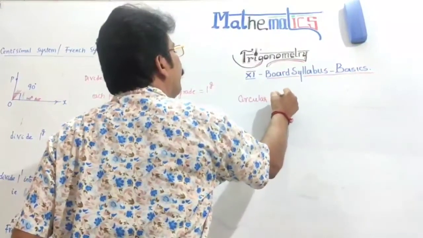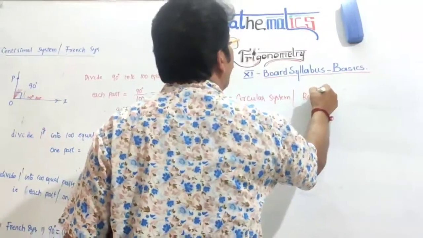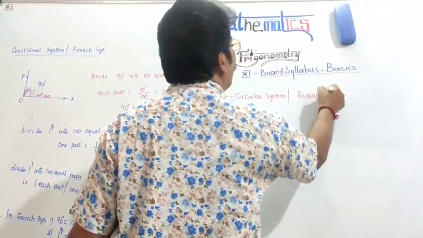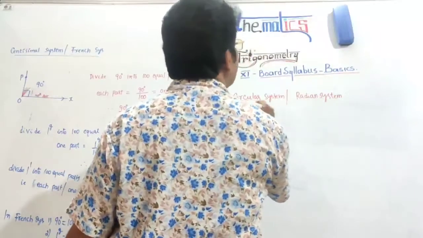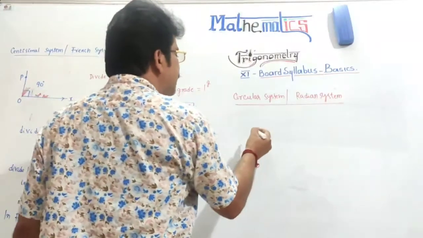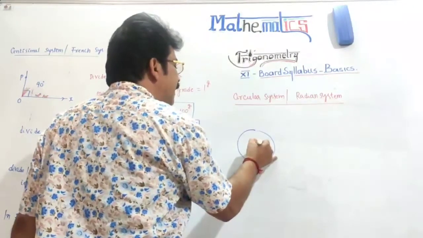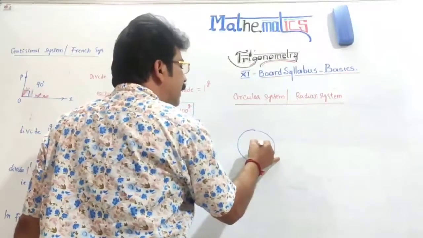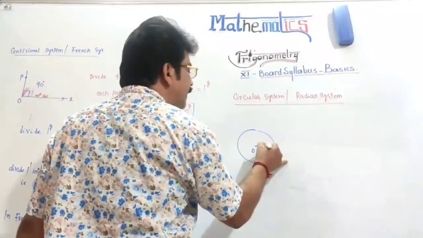Circular system or radian system. Radian system. For example, let us take one circle with center origin, and its radius, say small r.